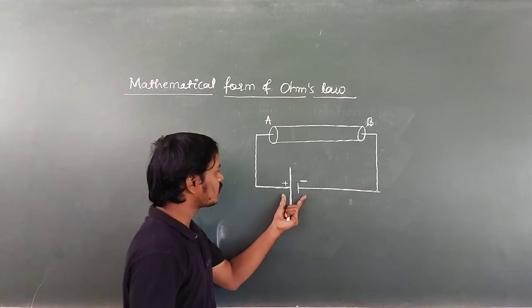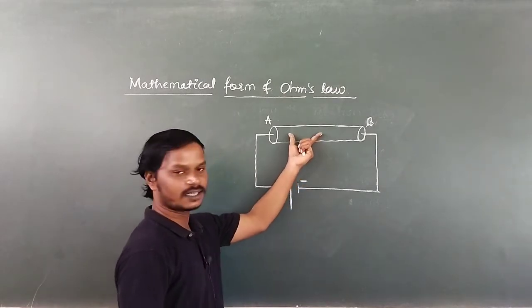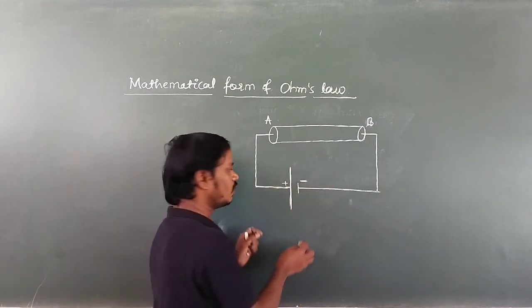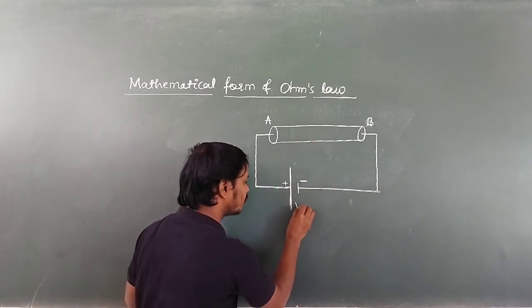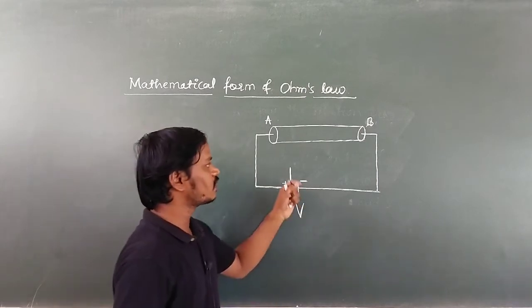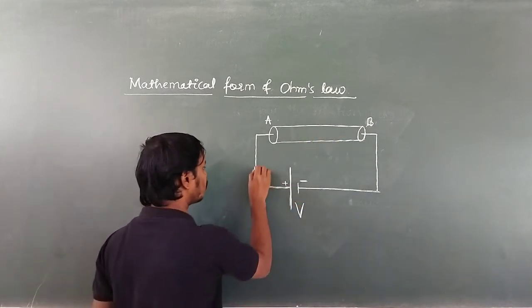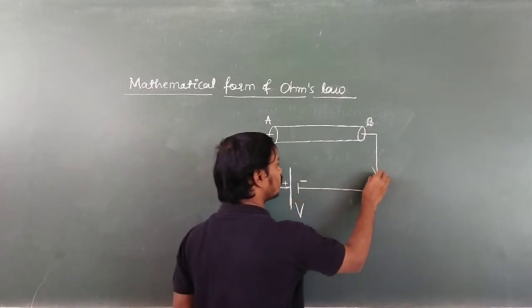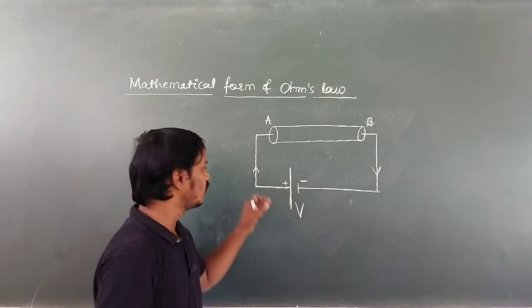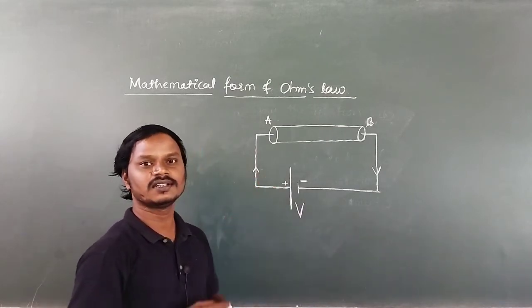So now whenever a cell is connected across the conductor, a potential difference is applied across the conductor. Then there is a flow of current in the conductor. This flow of current can be taken from the positive terminal of the cell to the negative terminal of the cell, and this current is called conventional current.